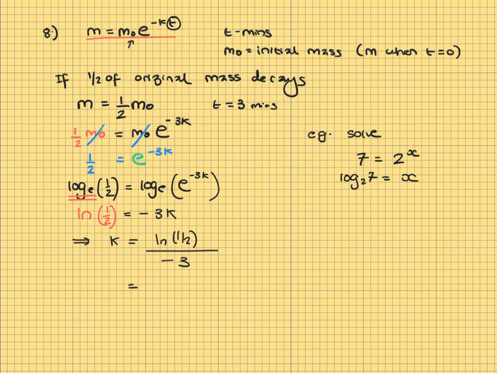and we can work that out on the calculator. You will see that the ln button is next to the sine button, and if we input this into our calculator, we get a value of k which is 0.231049 ... which we can round to 0.231 to 3 significant figures.